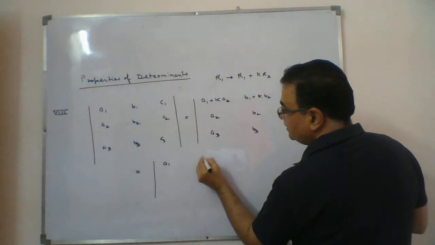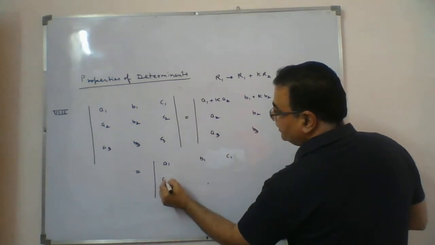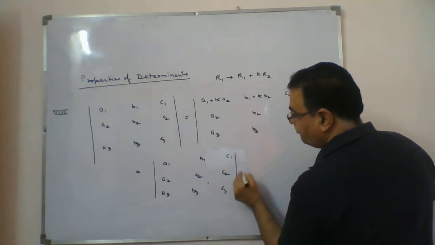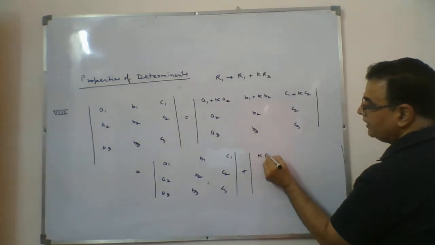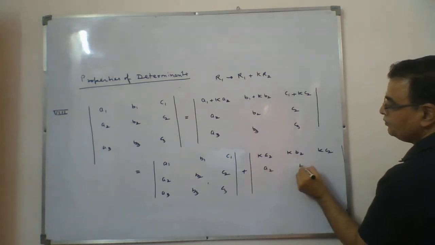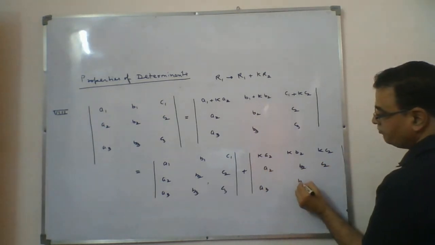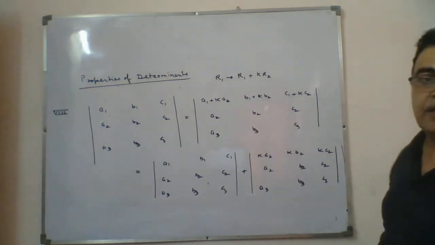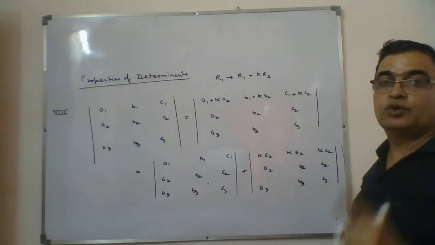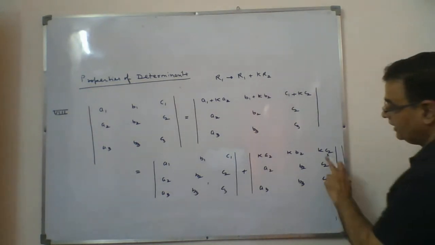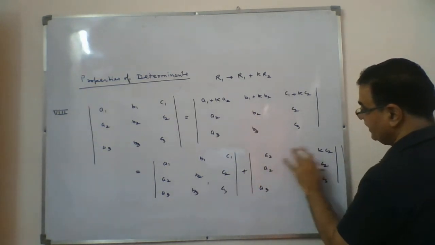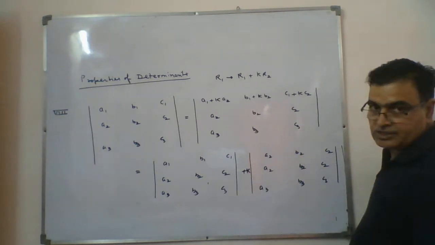A1, B1, C1, A2, B2, C2, A3, B3, C3, plus KA2, KB2, KC2, and here it is A2, B2, C2, A3, B3, C3. Can I write this property? Already I told you, and then one thing I told you: common should be taken row wise and column wise. So in this case, this complete row gives you k common. So I just take out this k from here, and it will become k times.